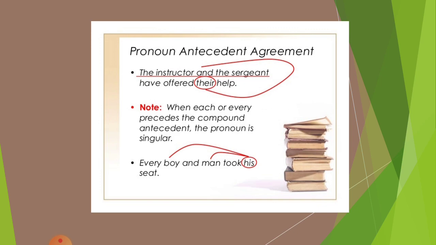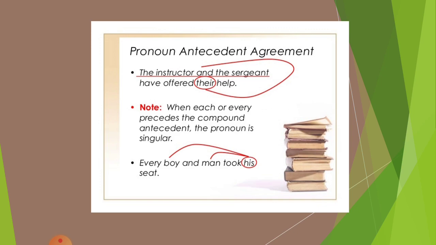One more example, children: we will make use of it, singular or plural? Suppose your antecedent is compound, in place of that you will make use of one pronoun only. Then how to do that? The instructor and the sergeant have offered their help. Now you see your antecedents are compound too, instructor and the sergeant. And you have used the one pronoun only there because they are two, the instructor and the sergeant.